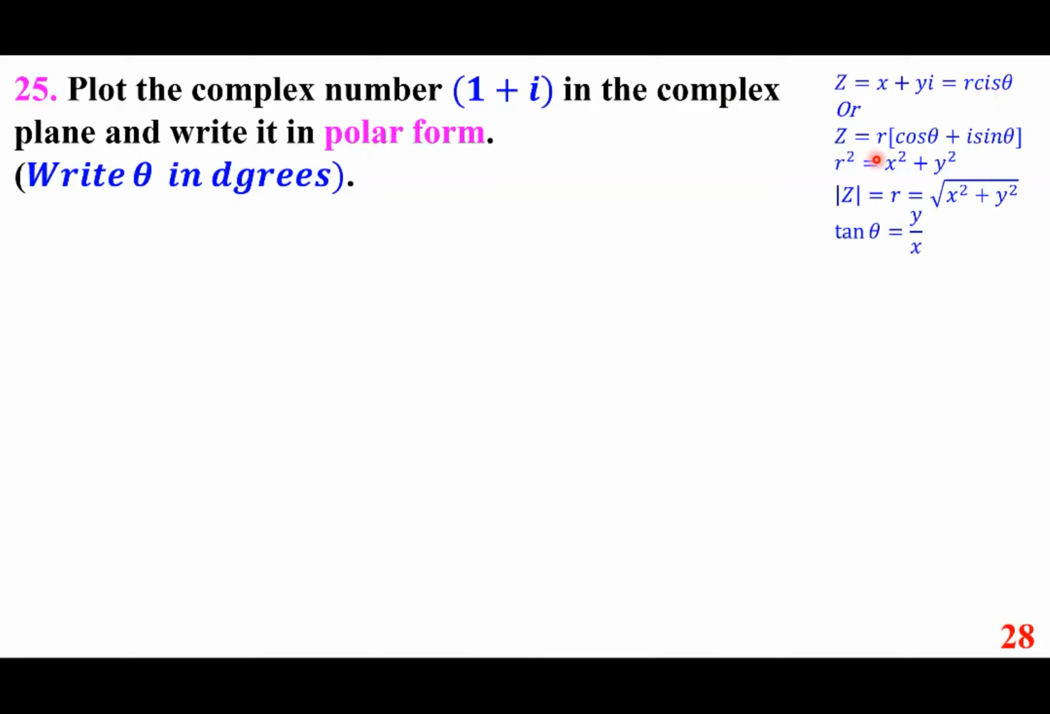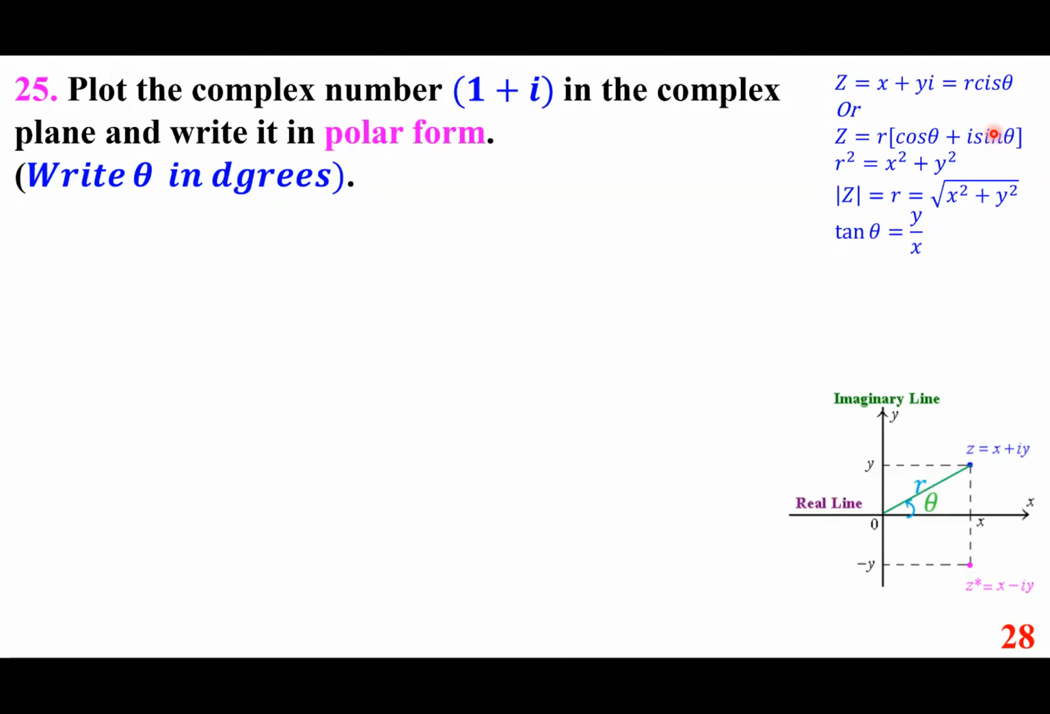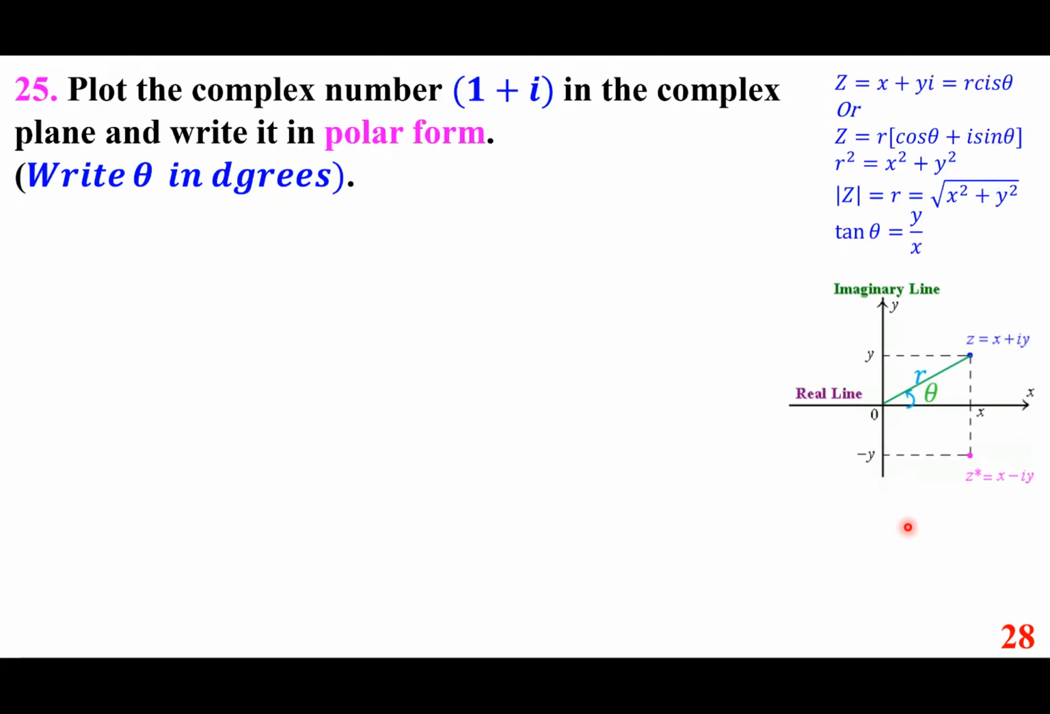And r squared is x squared plus y squared. So the magnitude or the modulus, r, is the square root of that. And to find the angle, tan theta is y over x. So this is the polar form of the complex number. And this is the complex plane.